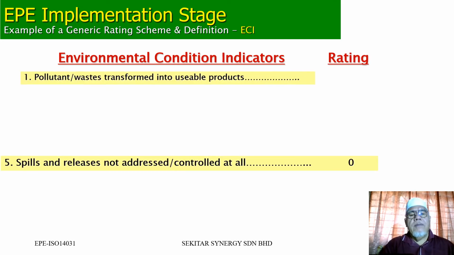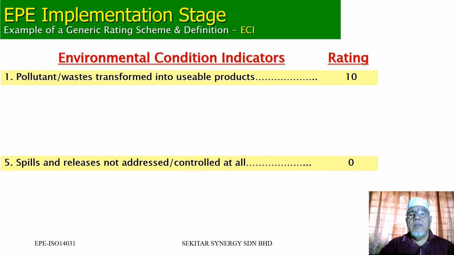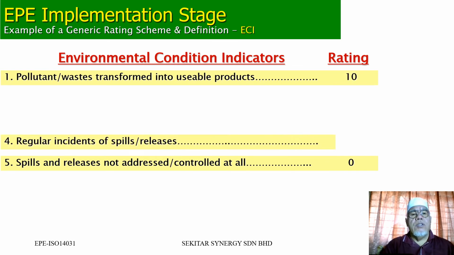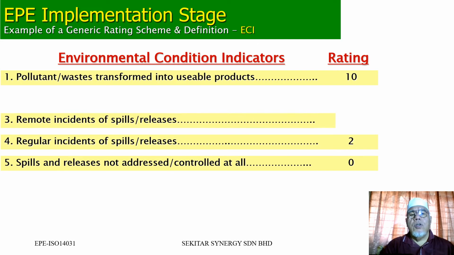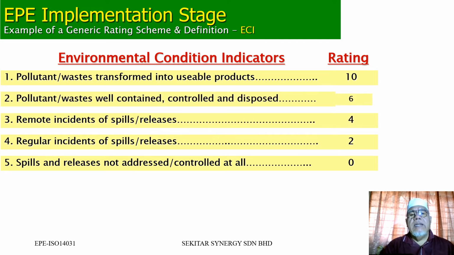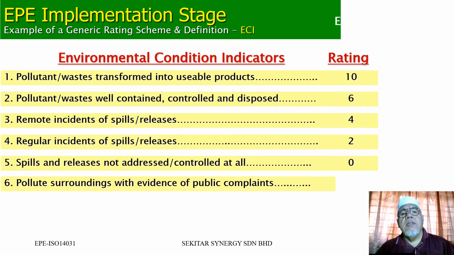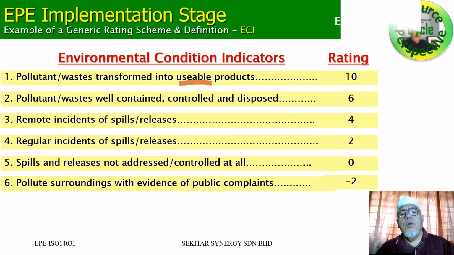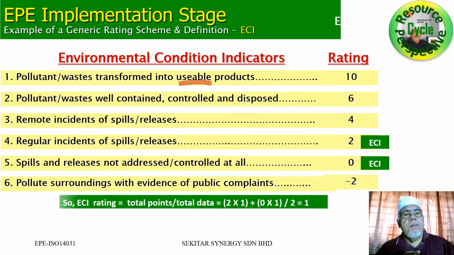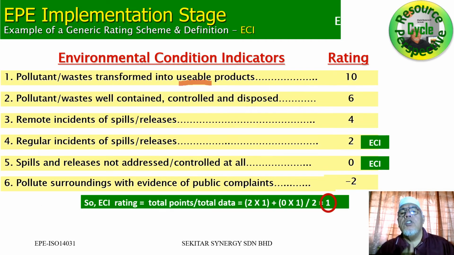There you are. We have got spills. No, really, this is talking about smoke emission. And as far as the smoke emission from diesel transfer, look, pollutants transform into usable products. How much score do I give that? It could be pollutant, could be waste into usable product. Tip-top, top-notch, I would love to see that, and pollutant well-contained, controlled, disposed.